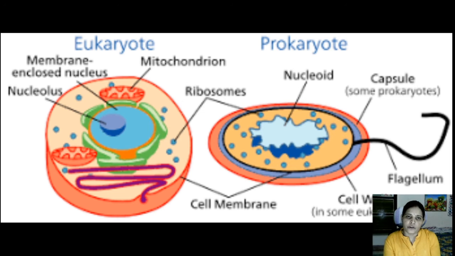Now, one important point to be noted here, that ribosomes are present in both types of cells, but one difference is there. Ribosomes present inside the prokaryotes are of 70S type, and in the eukaryotes they are of 80S type.